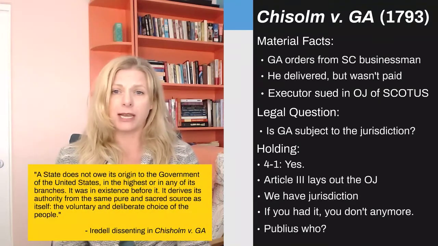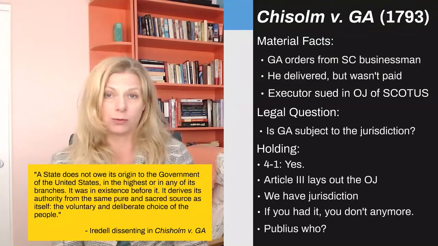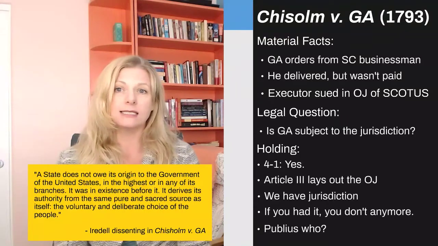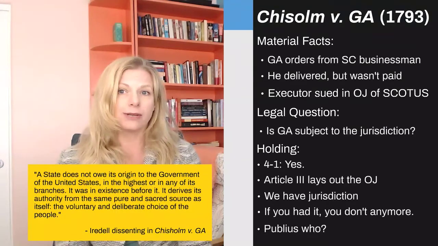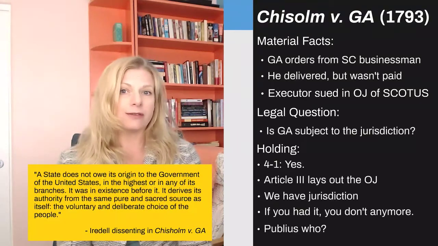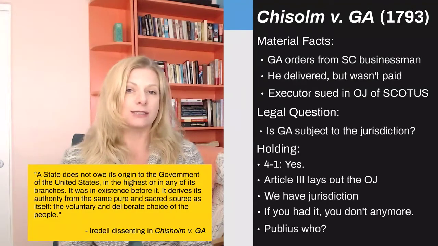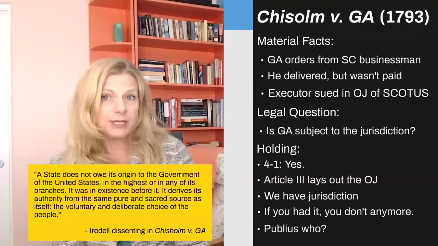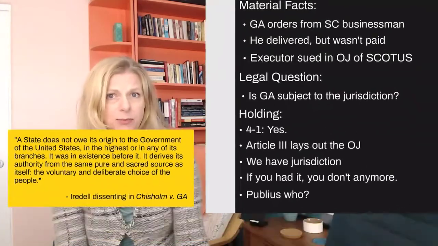Now, Judge Iredell dissents in this case, and in his dissenting opinion, which is a very, very long, interesting opinion, he says, "A state does not owe its origin to the government of the United States in the highest or in any of its branches. It was in existence before it. It derives authority from the same pure and sacred source as itself, the voluntary and deliberate choice of the people." But this view didn't carry in the Supreme Court. However, it was quite compelling outside of the Supreme Court.